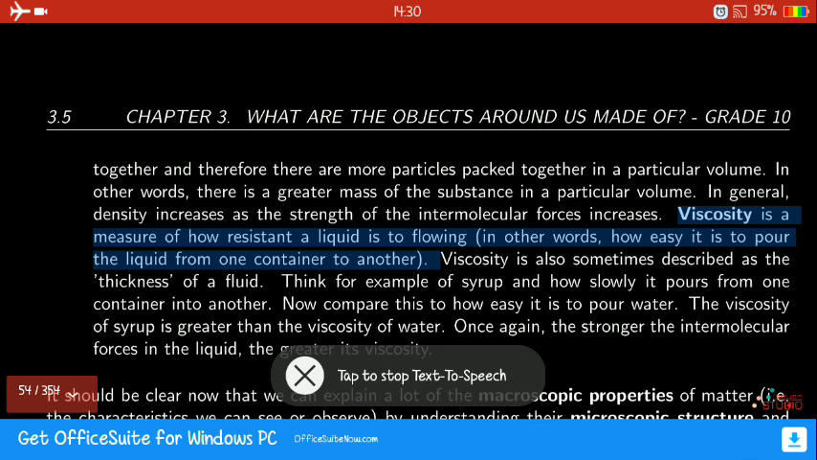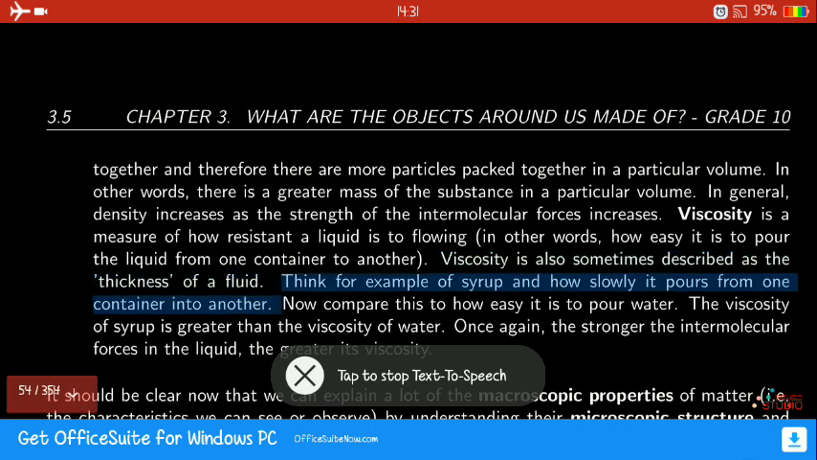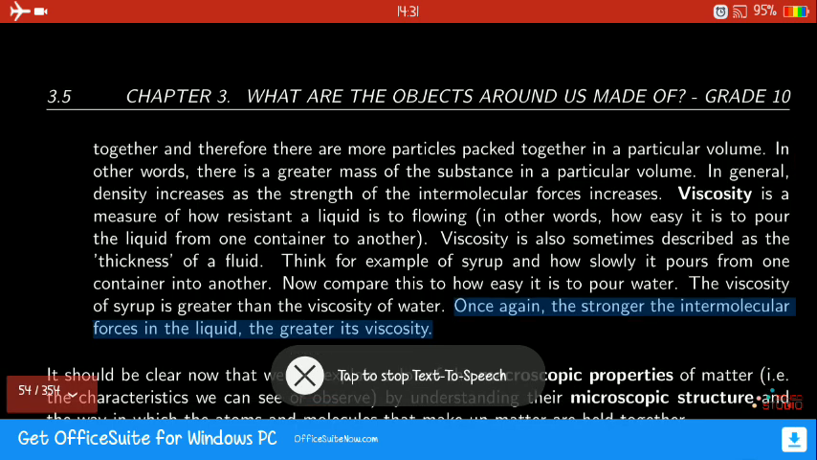Viscosity is a measure of how resistant a liquid is to flowing, in other words, how easy it is to pour the liquid from one container to another. Viscosity is also sometimes described as the thickness of a fluid. Think, for example, of syrup and how slowly it pours from one container into another. Now compare this to how easy it is to pour water. The viscosity of syrup is greater than the viscosity of water. Once again, the stronger the intermolecular forces in the liquid, the greater its viscosity.